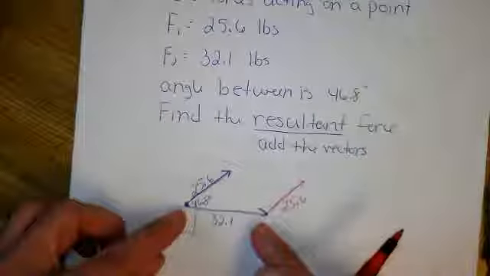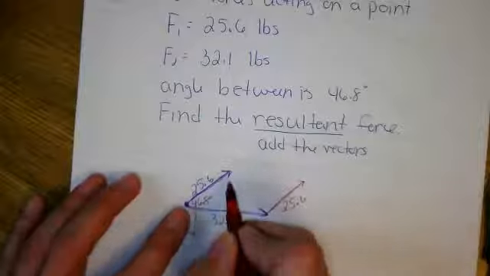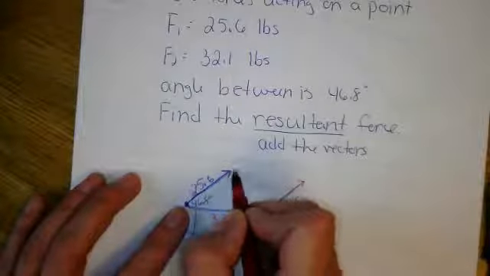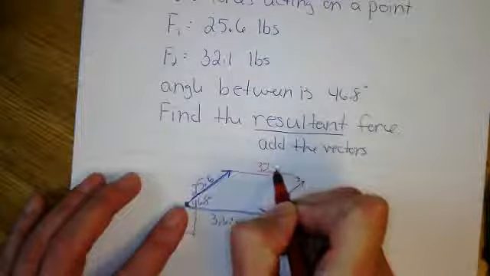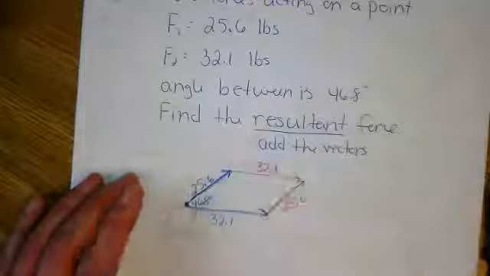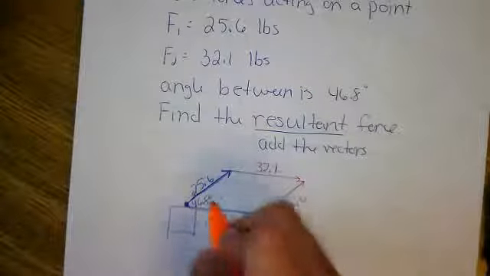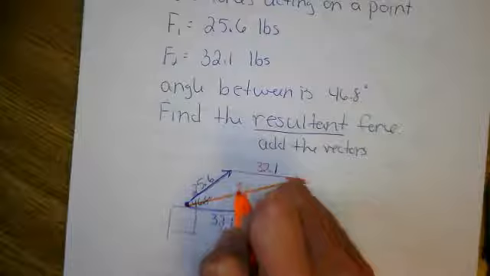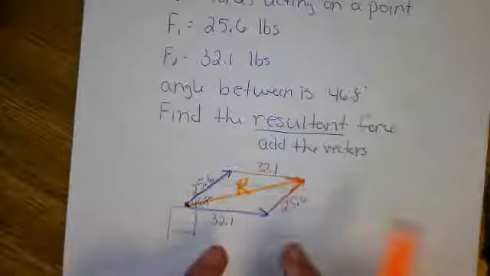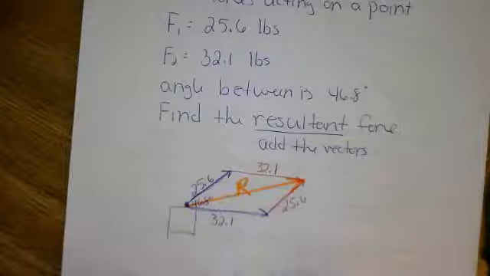I'm also going to slide the 32.1 up. I don't need it, but I'm going to do it. That would be head to tail, head, tail, 32.1. And now the resultant, which I'll put in this orange highlighter, is right here. That's what I'm looking for. When I add those two forces together, I get the resultant. That will tell me how many pounds is actually pulling this crate.